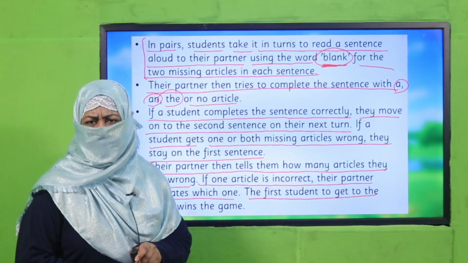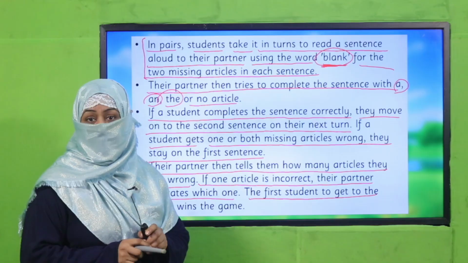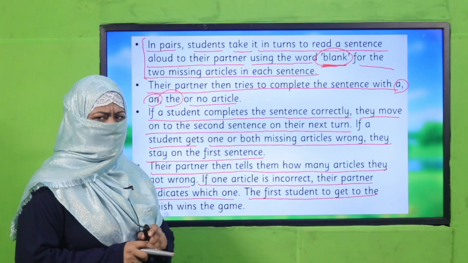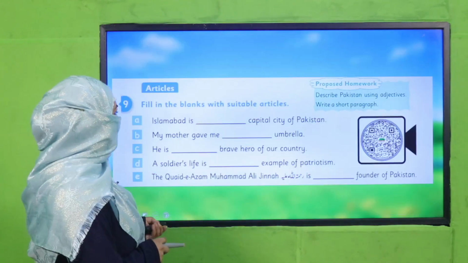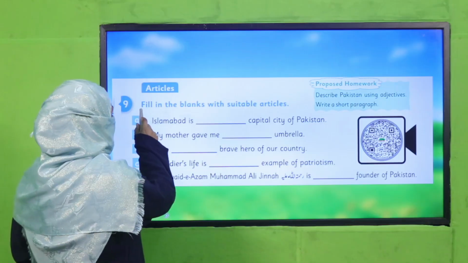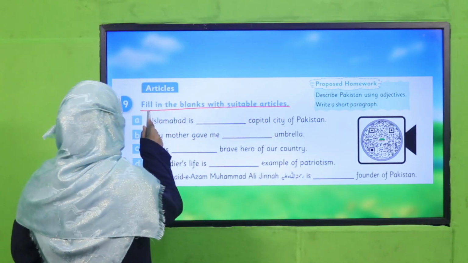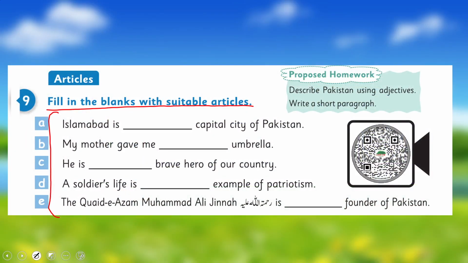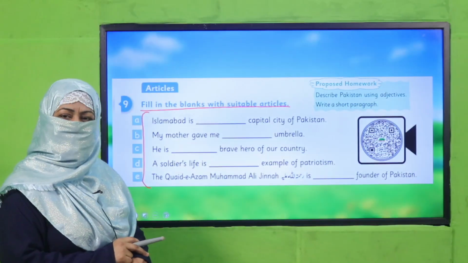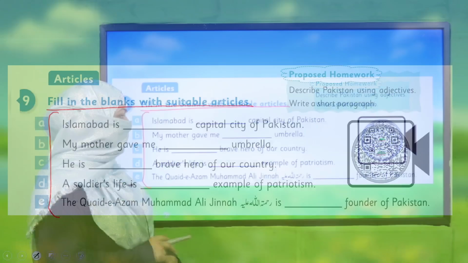Yes, my dear children, are you done with it? Good job. So I hope all of you used correct articles. Okay, so let's practice it from your book. Fill in the blanks with suitable articles. Here are the sentences, and you have to complete the sentences by using articles. And by the way, what are the articles? A, an, and the. So you have to use one to complete each sentence. Pause the video, complete this exercise in your book, and then come back.